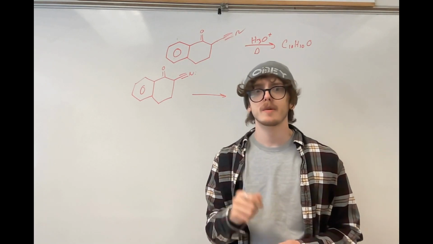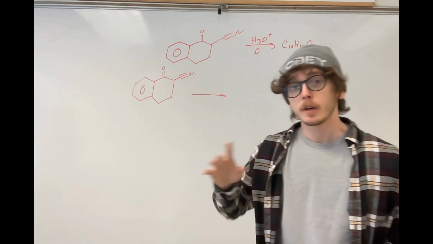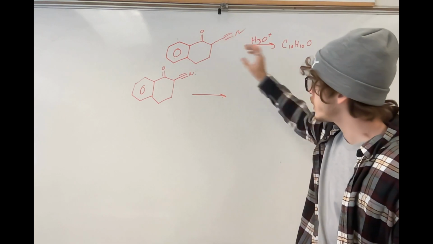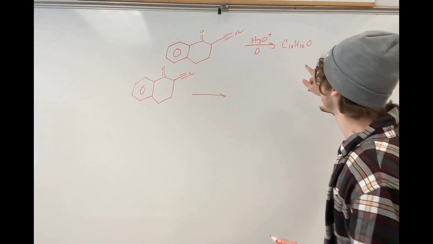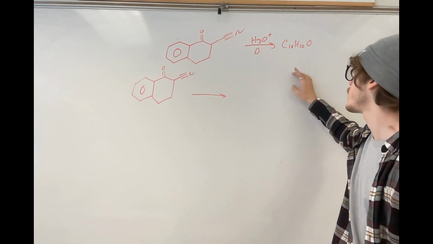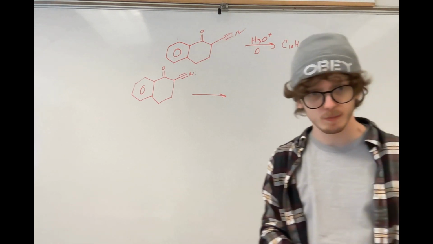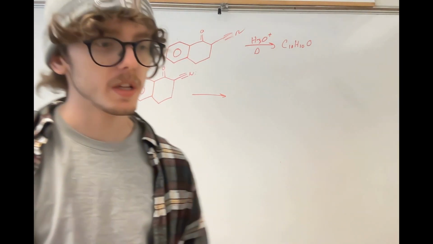This problem is going to be quite lengthy, so let's get into it here. We have this molecule here. We're using acid and heat to make a molecule with the molecular formula of C10H10O. Alrighty, so let's get into it here.